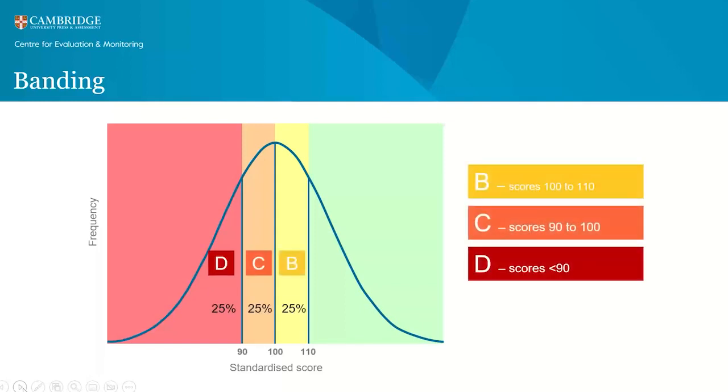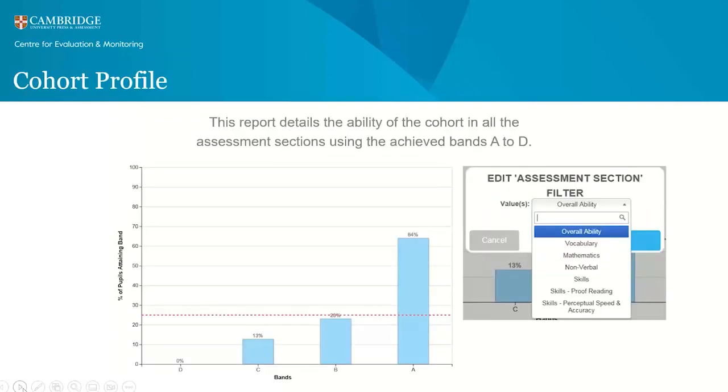Depending on what score the students get, they will be put into one of 4 bands. If students score above 110, they'll fall into the top 25% in band A. If they score between 100 and 110, they'll fall into band B. Band C would include scores between 90 and 100, and band D would include any students with scores under 90. When you get the reports, they'll tell you which band the student falls into for their overall score. And you'll also be provided with a cohort profile so you can see what percentage of a particular cohort fall into each of these bands.